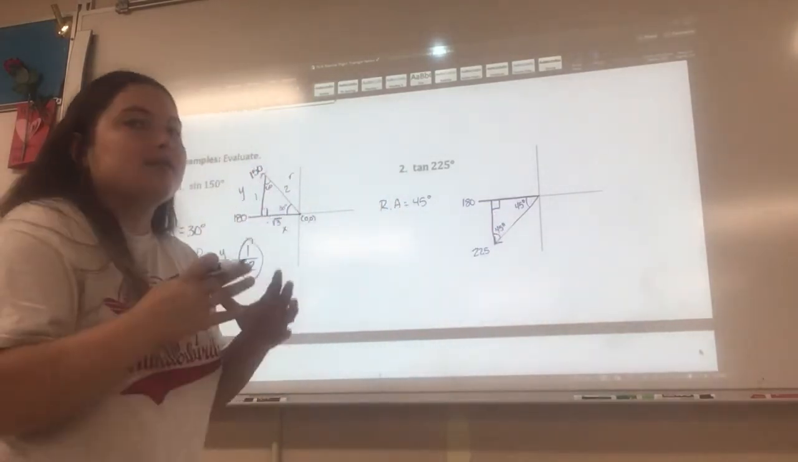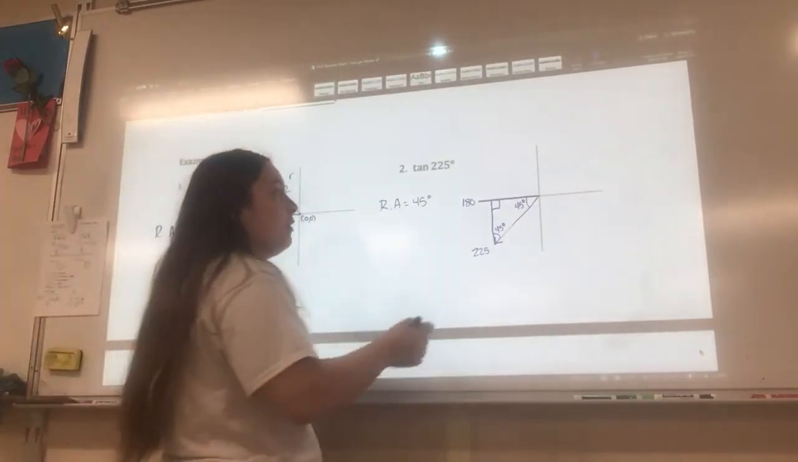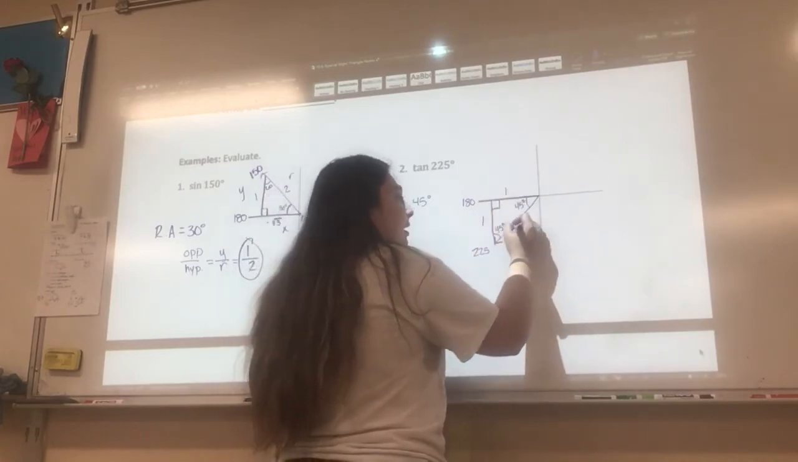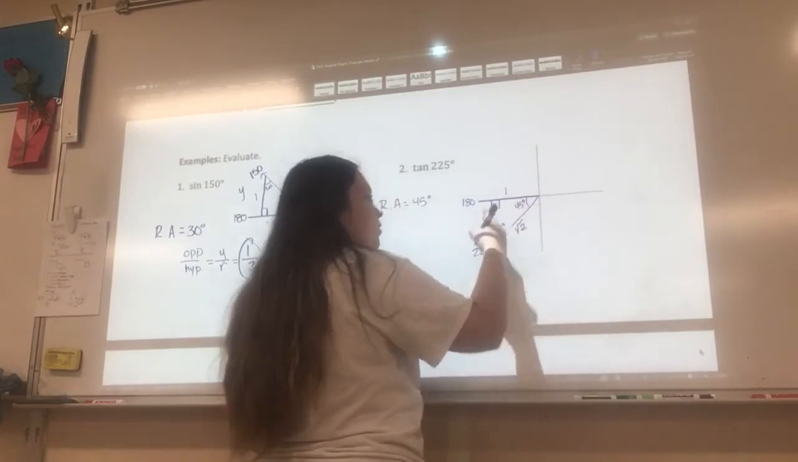So remembering our side lengths now for a 45, 45, 90, it is 1, 1, square root of 2. So that means between 90 and 45, we have 1, 1. But remember, the hypotenuse for this one is the square root of 2. So 1, 1, square root of 2.